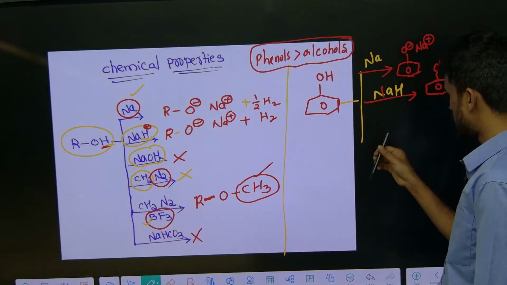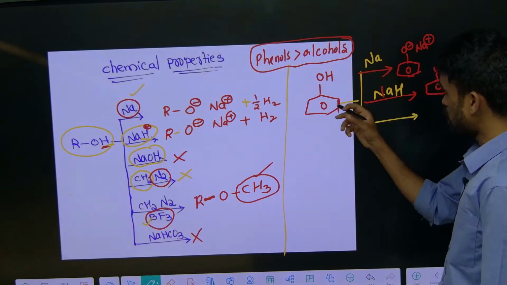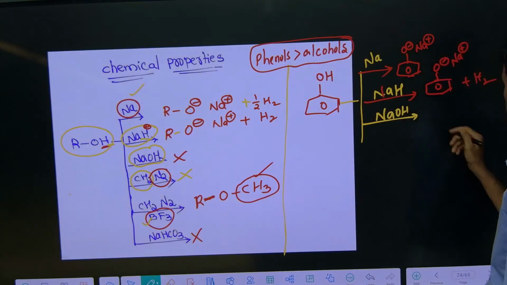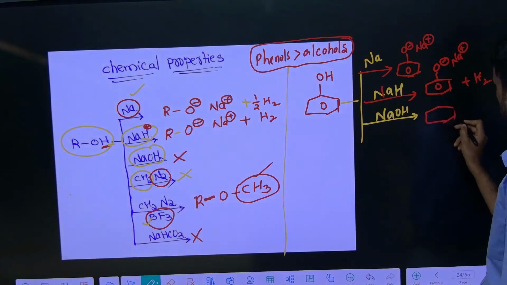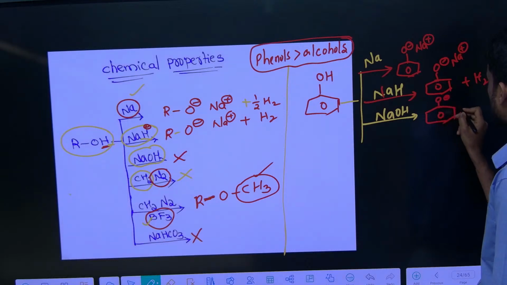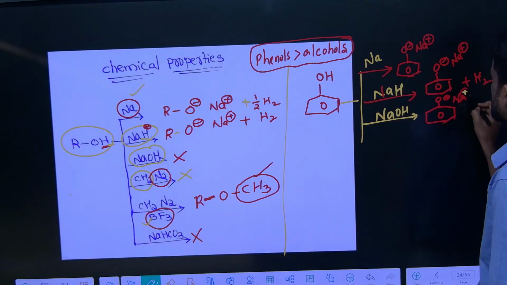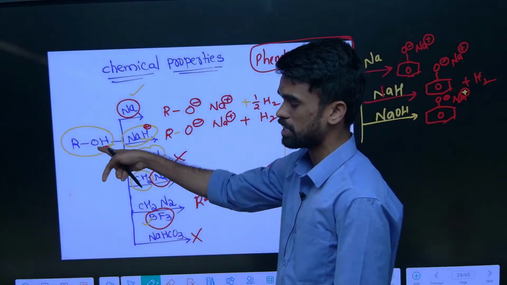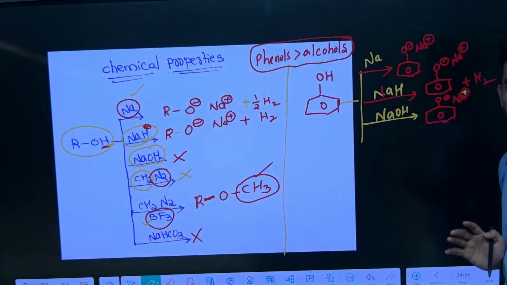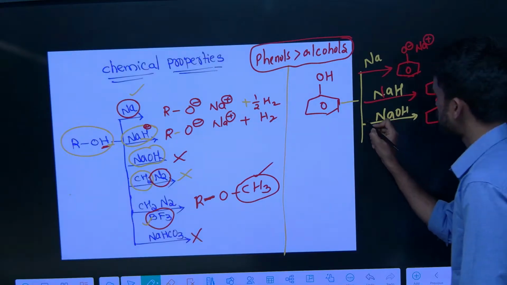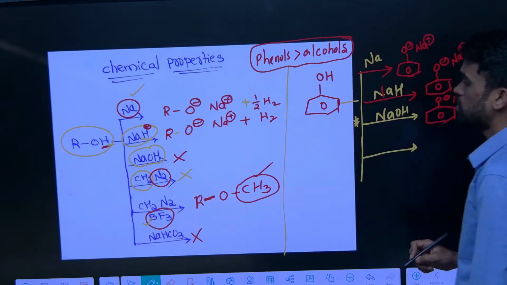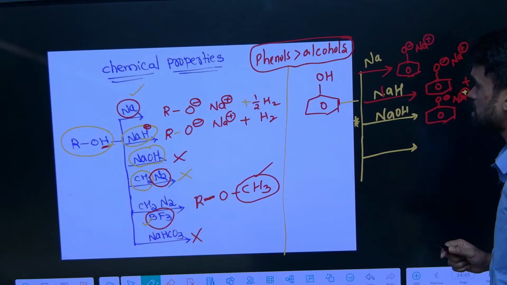Okay, and here you need to remember that phenol can react with NaOH, sodium hydroxide, and forms a phenoxide ion. So this reaction says that phenol is more acidic than alcohols, because sodium hydroxide does not abstract a proton from alcohols, but here it is taking place. So this is the important reaction to be noted to differentiate the acidic nature of alcohols and phenols.